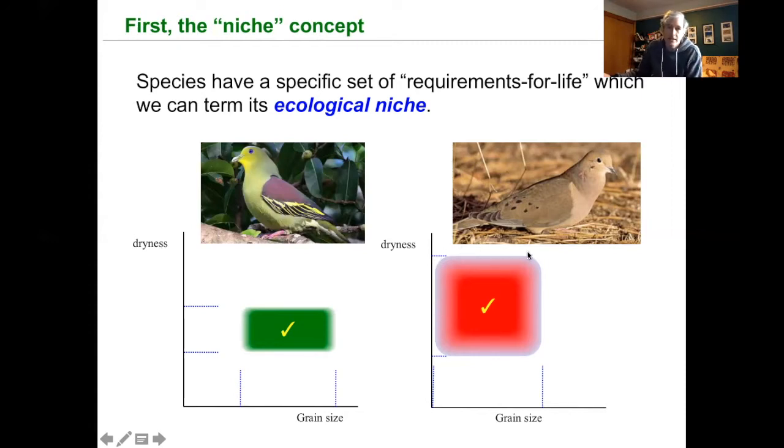Well, the red niche space for this dove, the area it contains, is much bigger than this one. So that means this dove can survive in a broader range of ecosystems. Also, these two areas aren't completely overlapping. So there are some areas where one dove can survive and some areas where they can't.